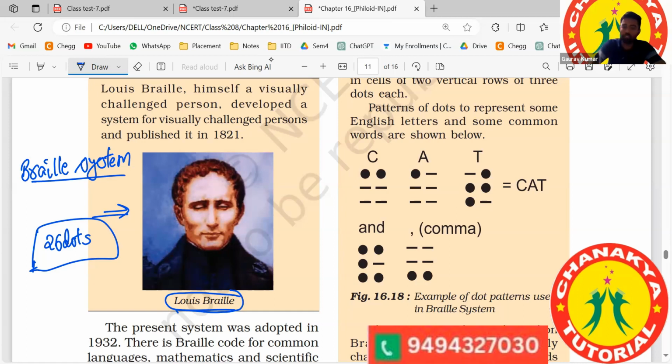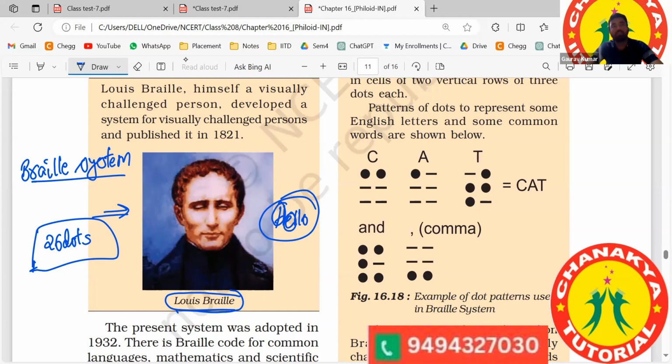So if you write hello, you know the meaning of H-E-L-L-O and the whole word hello. You know how we arrange H-E-L-L-O so that we get the whole as hello. Likewise, there is some arrangement in this Braille system with the help of which they can read and write. So this is the source of communication for visually challenged persons.